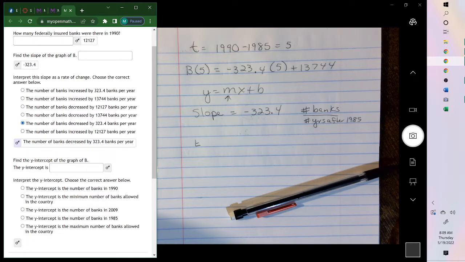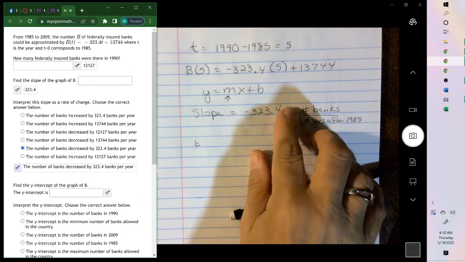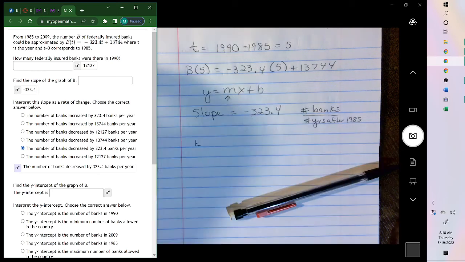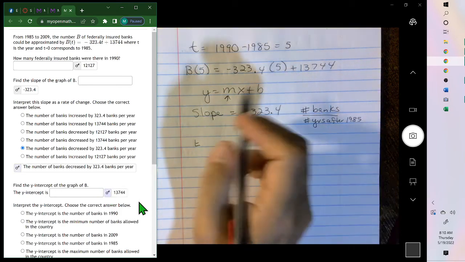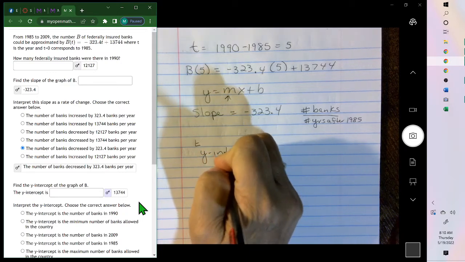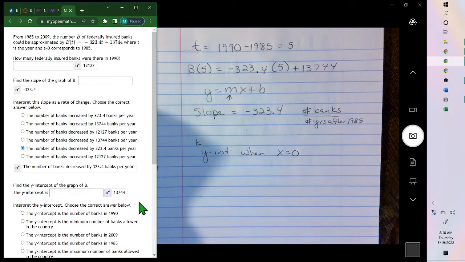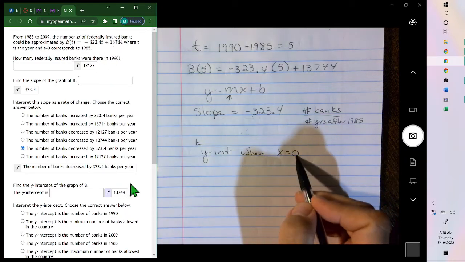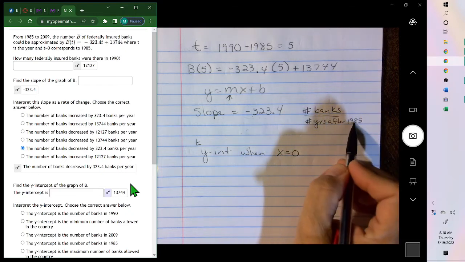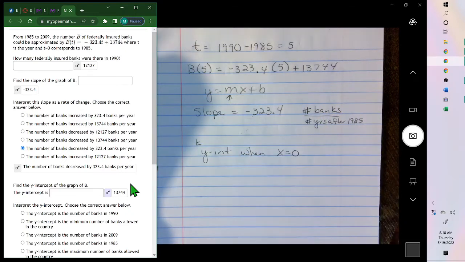Find the y-intercept of the graph. The y-intercept is your B. And in this case, it's the 13,744. The y-intercept is when x is 0, because if you plug 0 into this equation, then you just have the y-intercept. Well, when x is 0, or t, that's 1985. So in 1985, there were 13,744 banks.